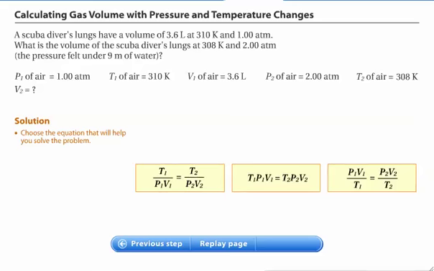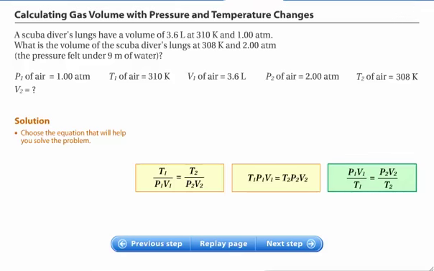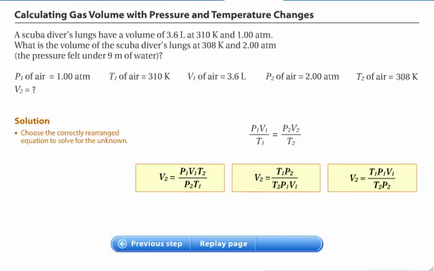Now we need to choose the equation that's going to help us solve the problem. Since it's a combination gas law, it's going to be Boyle's law combined with Charles' law. Boyle's law was P1V1 equals P2V2, and Charles' law was V1 over T1 equals V2 over T2. So this will satisfy our requirement for the combination gas law. Now we need to select the appropriate rearranged equation to solve for our unknown. We're looking for V2.